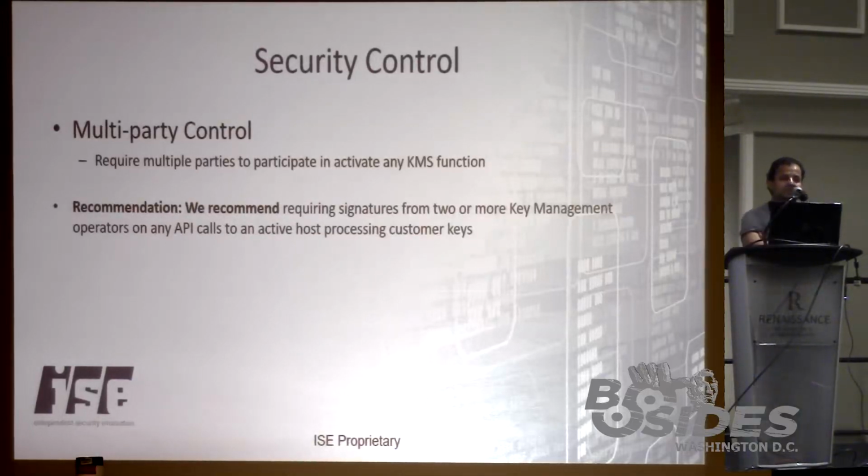Another thing that you should consider is multi-party controls. The idea here is that if you are going to have high-value assets that are protected by keys, use multiple signatures on API calls to protect access to those keys. For example, if it's unreleased film content that you do not want to release before its release date, you would like to have multiple people, multiple signatures, attached to that API call before you have access to those keys. So this is possible in multiple cloud environments.